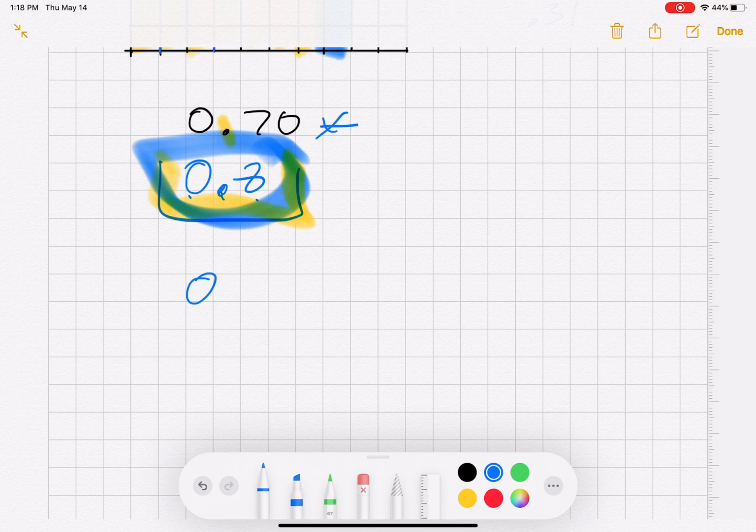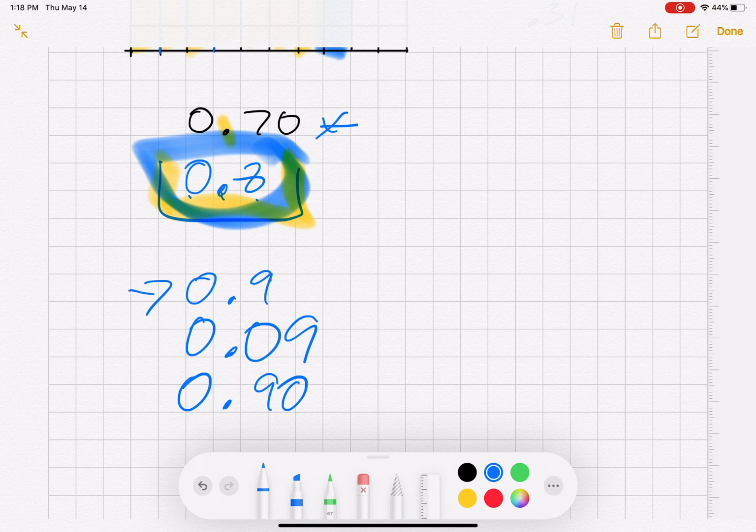So if I have these two numbers here, or let's write a couple of them actually. This first one here, I would read as 9/10 or 0.9. This one here I'd read as 9 hundredths, or I could say 0.09. And then the last one here I would say 0.90 or 90 hundredths.